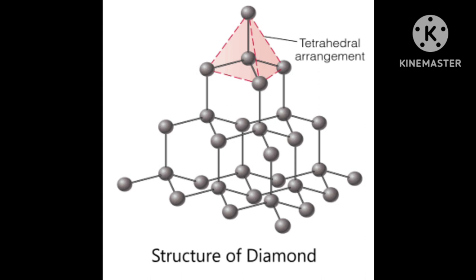Like the first member of other groups, carbon also differs from the rest of the members of its group, and it is due to, as I told you, four reasons. First, its smaller size. Second, higher electronegativity. Third, higher ionization enthalpy. And fourth, unavailability of d orbitals. In carbon, only s and p orbitals are available for bonding, and therefore it can accommodate only four pairs of electrons around it. This limits the maximum covalency to four, whereas other members can expand their covalency due to the presence of d orbitals.